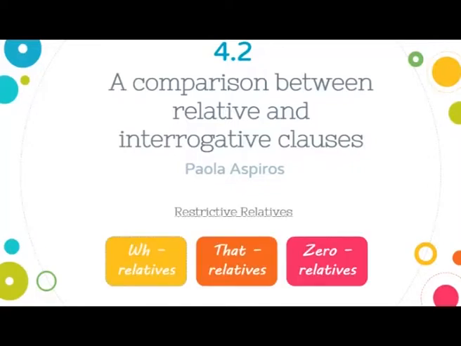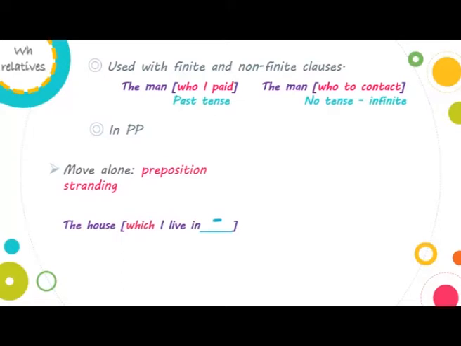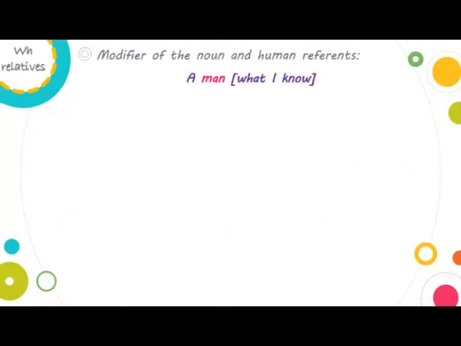Now we are going to see a comparison between relative and interrogative clauses. For this we have restricted relatives: WH relatives, that relatives, and zero relatives. WH relatives are used in finite and non-finite clauses. In prepositional phrases they have two kinds of movement: move along with the preposition, or with the whole expression, which is pied-piping.